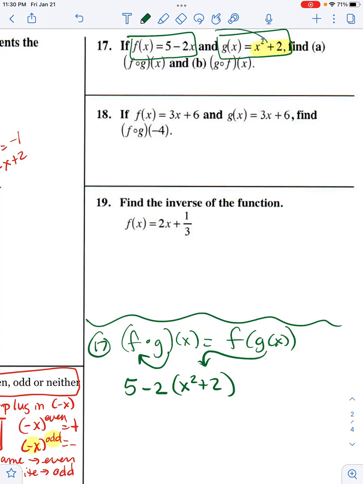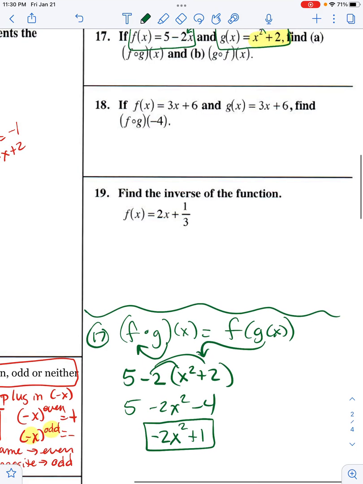So I am plugging g in to f. I'm putting it in where there used to be an x. And now I just do math. This distributes, and then I write it as a simplified version. So 5 and a negative 4 becomes 1. So this is going to be f of g, but it also asks for g of f in part B.